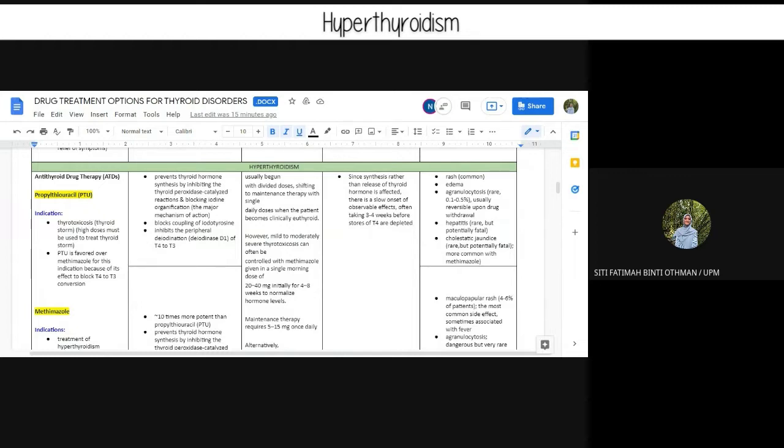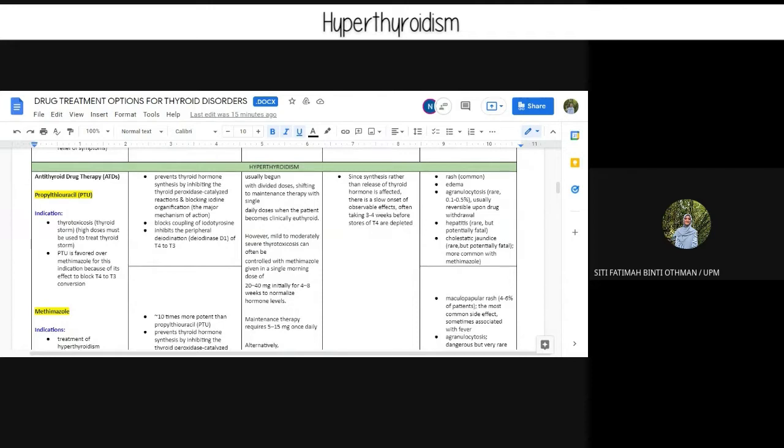For the adverse effects of PTU, it can cause rash, which is the common one that will happen. It can also cause edema and agranulocytosis, which rarely happens, in an average of 0.1 to 0.5%, and this is usually reversible when the drug is withdrawn.